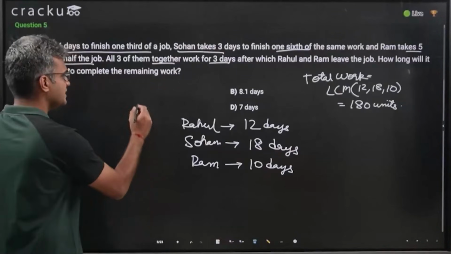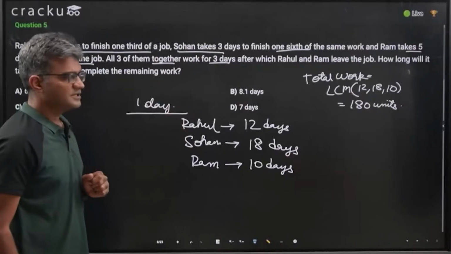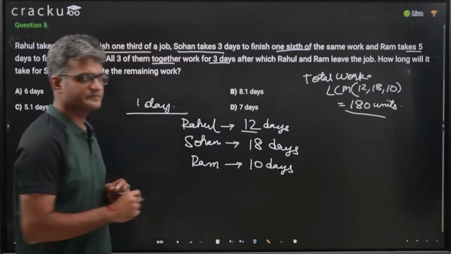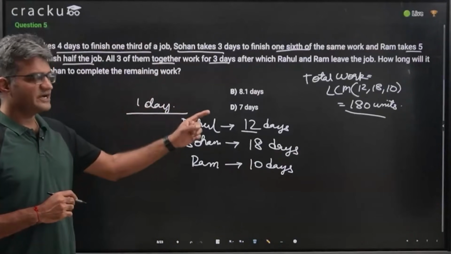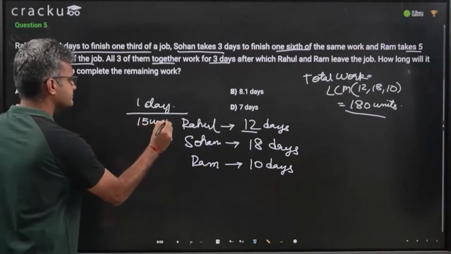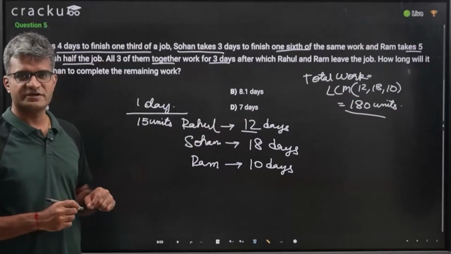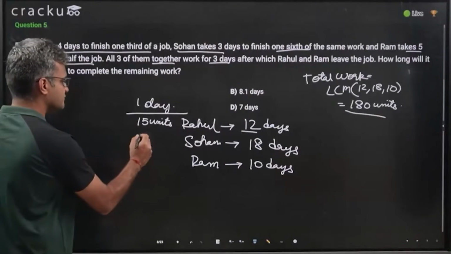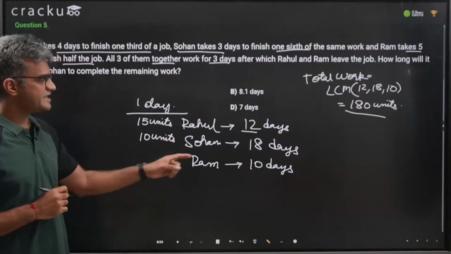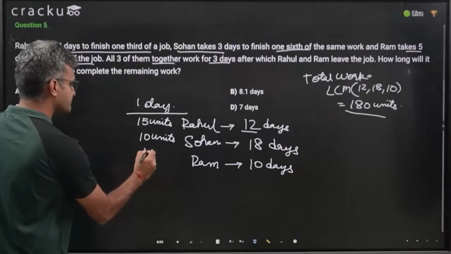For example, in one day, what is the work done by Rahul? The total work that needs to be done is 180 units, and Rahul is taking 12 days to finish it. So in one day, he'll be doing 180 divided by 12, which is 15 units. Sohan is taking 18 days to do 180 units of work, so in one day he'll be doing 10 units of work. Ram is taking 10 days to do 180 units of work, so in one day he'll be doing 18 units of work.